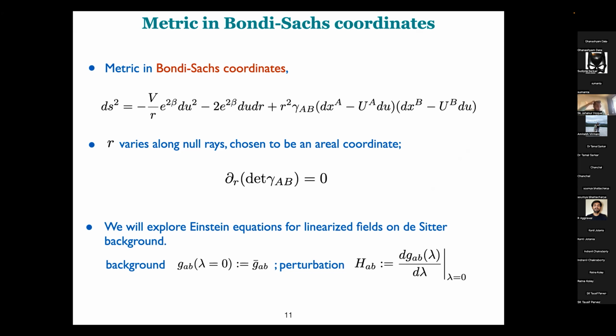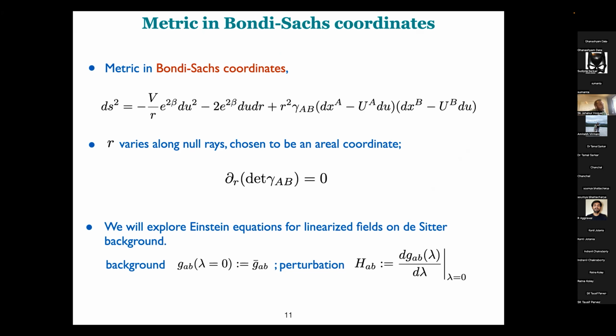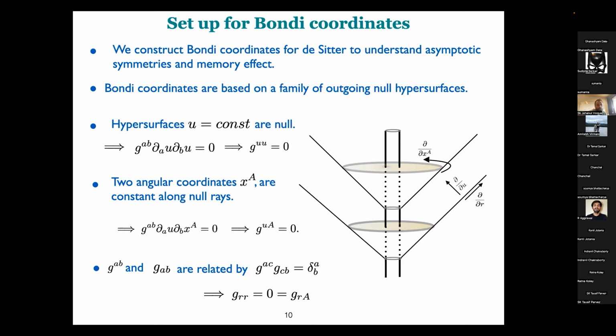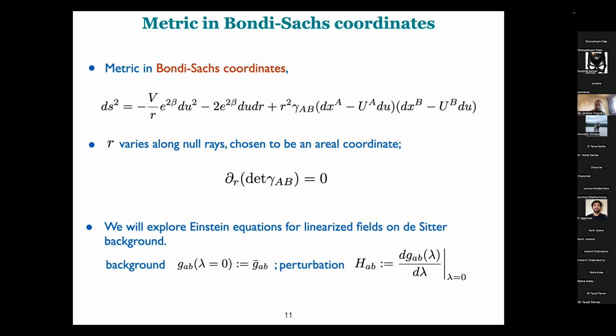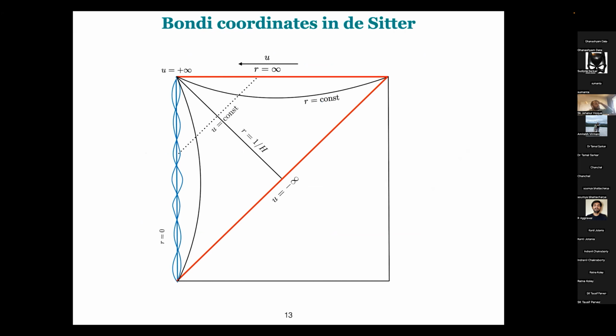So we'll explore the linearized Einstein equation, but in a de Sitter background. Here is how the de Sitter background metric looks in the Bondi-Sachs coordinate. This gauge condition g_{rr} and g_{rA} equal to 0 will translate into h_{rr} and h_{rA} equal to 0. And this other determinant condition will translate into the tracelessness of this h_{AB} field. Now we want to plug the Bondi ansatz into the Einstein equation, and this is de Sitter in Bondi-Sachs coordinate.